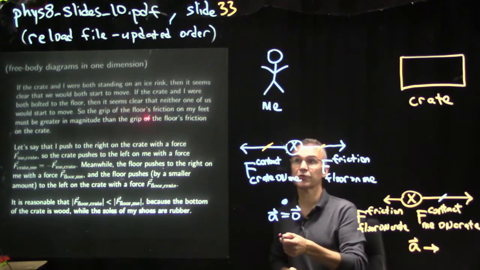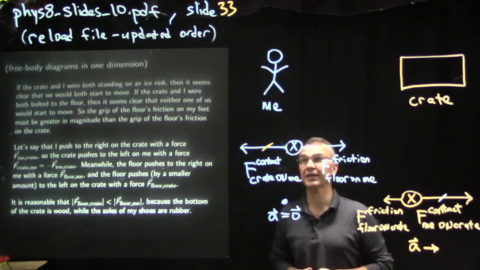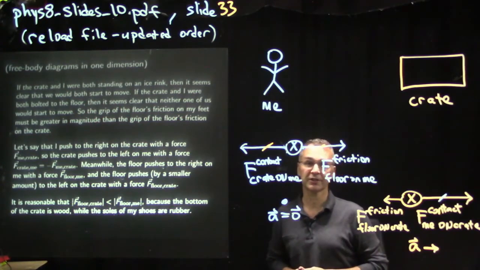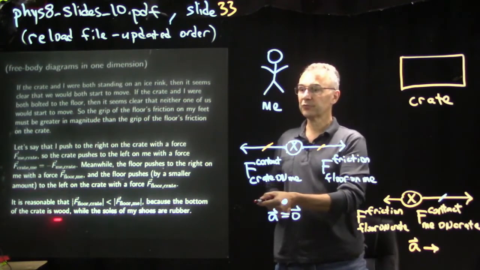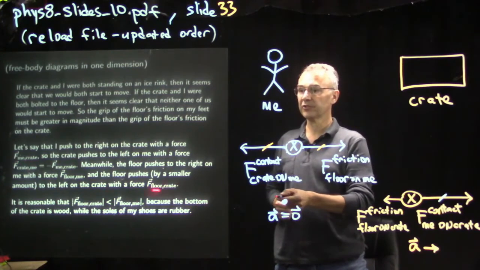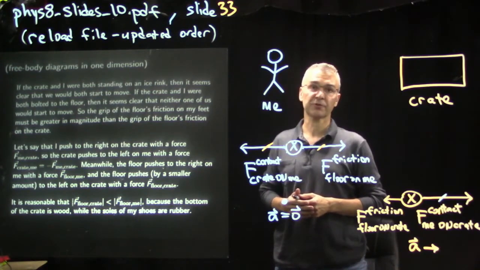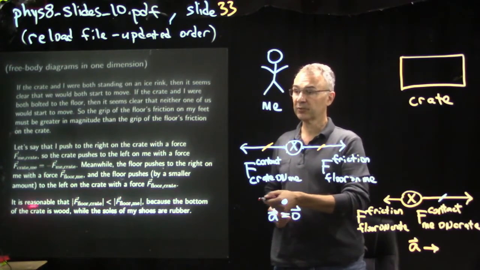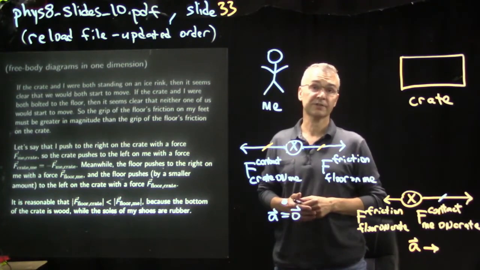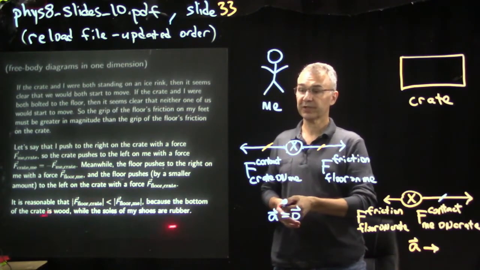So the grip of the floor's friction on my feet must be greater in magnitude than the grip of the floor's friction on the crate. And then we'll say it's reasonable that the magnitude of the frictional force exerted by the floor on the crate is smaller than the frictional force exerted by the floor on me because the bottom of the crate is wood, let's say, while the soles of my shoes are rubber.